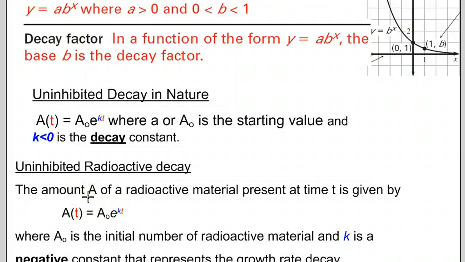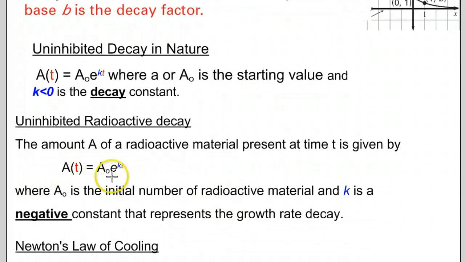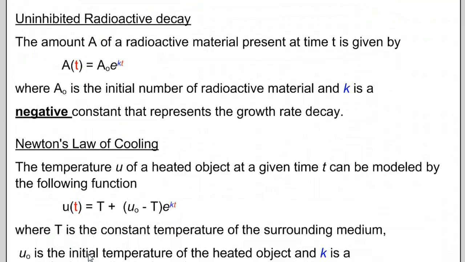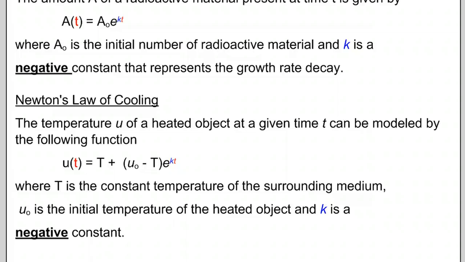So an example of that in nature is the decay amount of radioactive material present at a time t. It looks very similar to a times e raised to the kt, where a is the initial amount of radioactive material, but k is a negative number. We can also see something like that in Newton's law of cooling. It looks to be an exponential function, but a transformation of one. But here, k has to be a negative number. Okay, so let's take a look at an example of decay where the base is a number that's less than 1. Or we can represent this as e raised to the k, where k is a negative number.